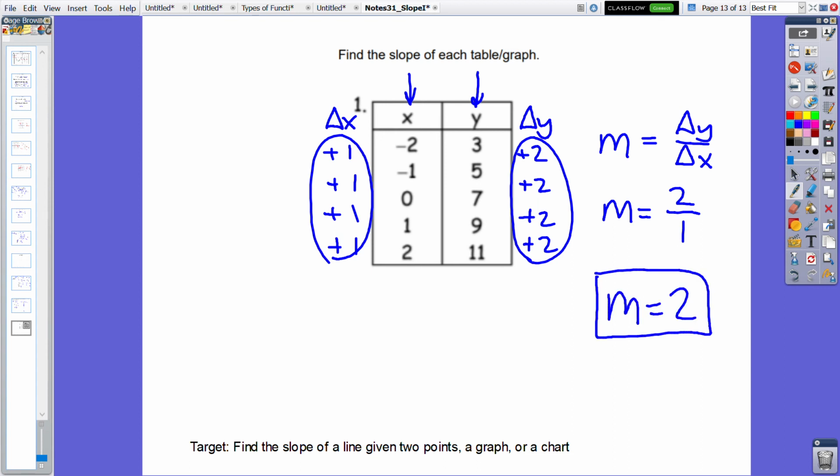And we can keep doing this pattern over and over, so we can predict that the next point in the line would be 3 and 13. We can keep going, 4 and 15, and then 5 and 17. We can keep this pattern up and predict way down the line what that would be.